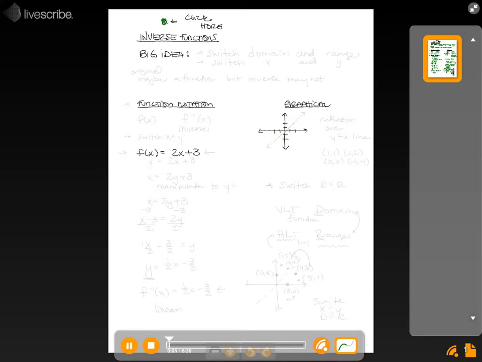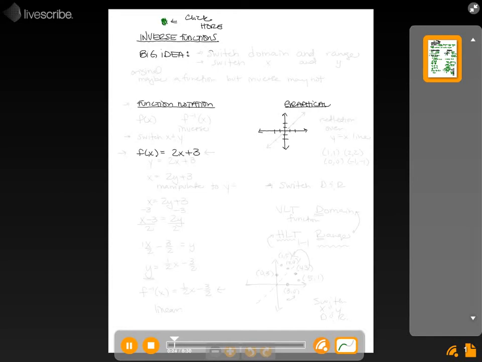Alright, these are your notes on inverse functions and how to find inverse functions. Now when we're talking about inverse functions, there is one big idea, and we're going to look at it using an example, a linear example in function notation, and we're going to look at it graphically. But both of them basically have the same idea.